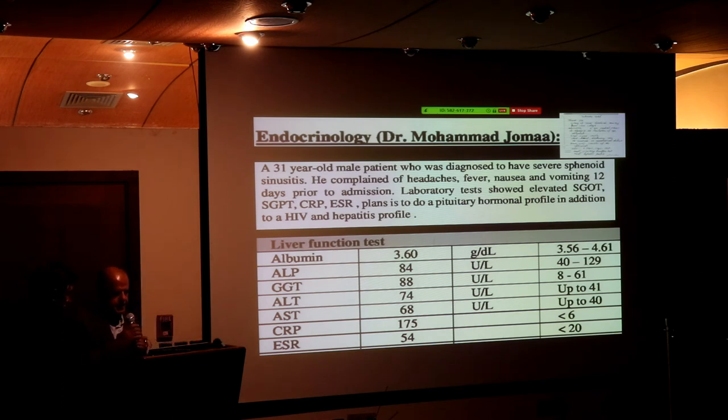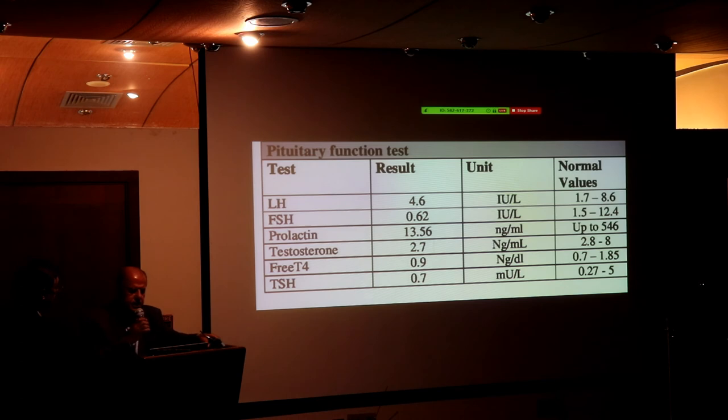Yes. We also did a pituitary function test. All of them were within normal range, but as you see, free testosterone was just below the lower limit of normal. FSH was low. Thyroid function: free T4 on the low side, TSH normal. It goes mostly with euthyroid sick syndrome, as we call it, due to the severity of infection. Sometimes we face normal TSH, free T4 on the low side, which we call euthyroid sick syndrome.